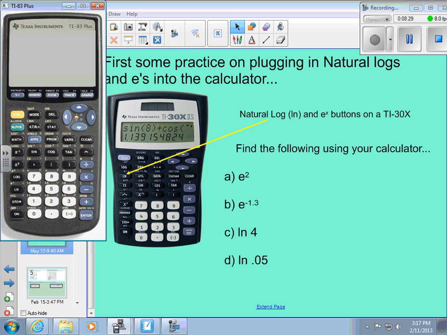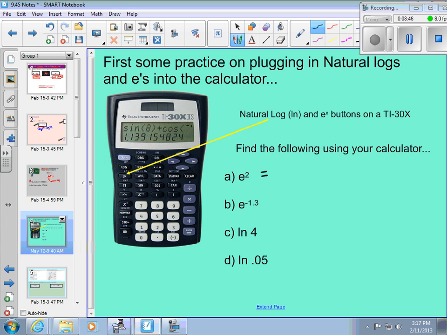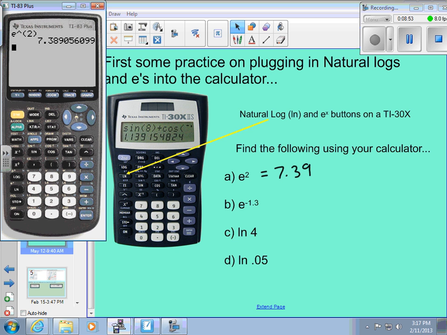So if you want to find e squared, on this one, it's right behind your ln button. You can hit second ln and it pops up e, type in the exponent, hit enter, and you can figure out about what e squared is, like 7.39 or about equal to that. You could do it to the negative. If you have a negative one, you can do the same thing. Second ln, you can type in negative 1.3. We can find that value. It's about 0.27.